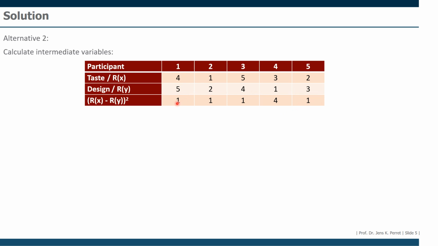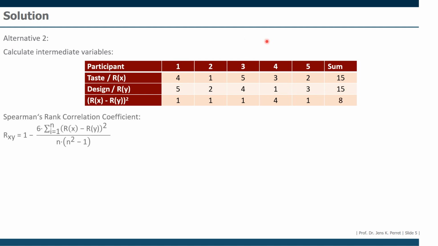And that's actually everything I need for this alternative, because in the alternative version, I use the sums for this. I have this formula which I can use, and I see here most of the upper part, that's just the sum of this row. So I basically only need the 8 I just calculated here. That's the whole part here. I'm multiplying 6 with 8. The 6 is always fixed. Then I'm going to divide by n times n squared minus 1. So I have 5 observations, so 5 times 25 minus 1. And the result I'm going to subtract from 1. So I have 1 minus 48 by 120. This turns out to be 0.6 as well.